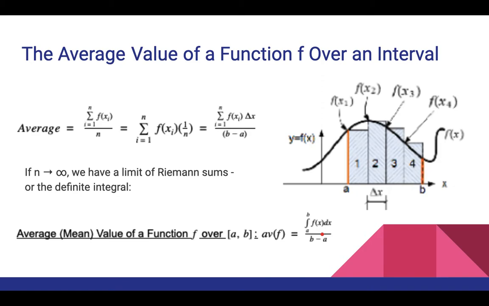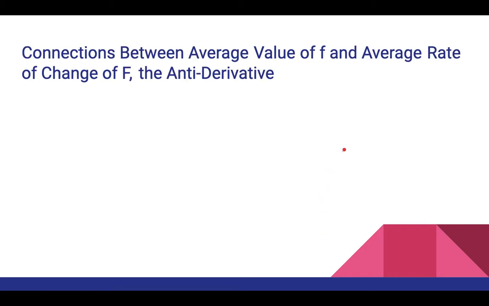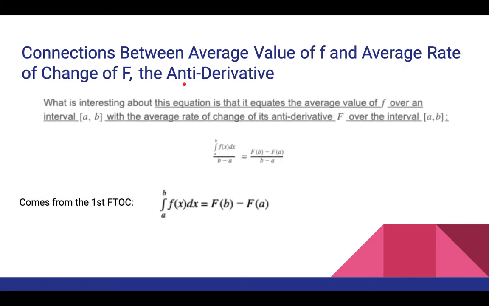So this equation right here always holds and will give you the average value for any specific function f over a specific interval a to b. There are some connections between the average value of our function f and the average rate of change of its antiderivative, capital F. What's interesting about this equation we've just found is that it equates the average value of f over an interval with the average rate of change of its antiderivative, capital F, over the same interval.